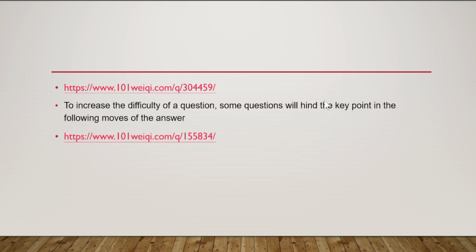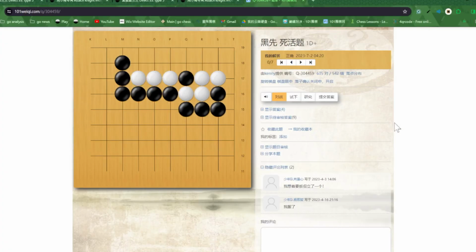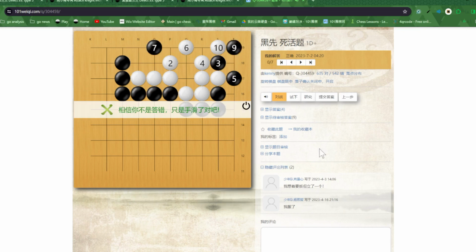Here are some examples. These are 1D plus problems, and it's black first to kill the white. You may pause the video to think a bit yourself. Normally, when I see this shape, I could only think about the extension. However, after the extension, the best black could get is a ko. After the clamp and hit and the knight move, very sadly, it's just a ko. And the ko is not the correct answer for this question.